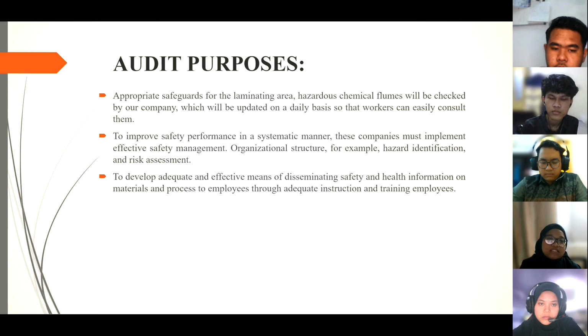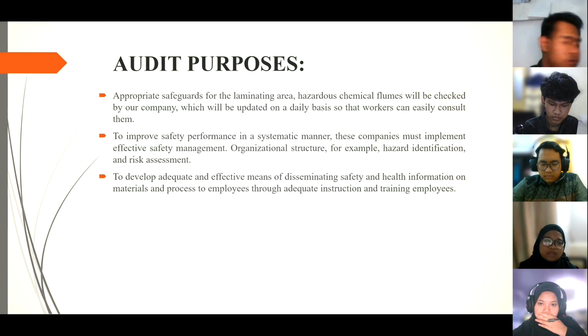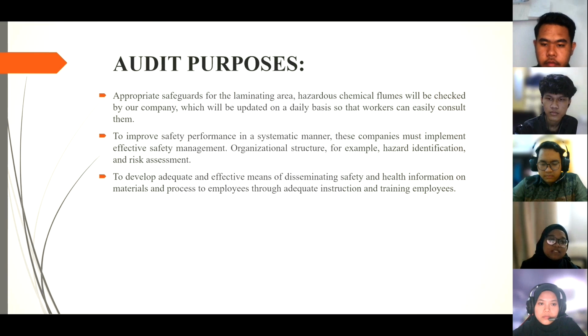The audit proposes appropriate safeguards for eliminating hazards. In the area, hazardous chemical fumes will be checked by our company, which will be updated on a daily basis so that workers can easily consult them. To improve safety performance in a systematic manner, these companies must implement effective safety management and organizational structure, for example, hazard identification and risk assessment. The last one is to develop adequate and effective means of disseminating safety and health information on materials and process to employees, with adequate instruction and training of employees.